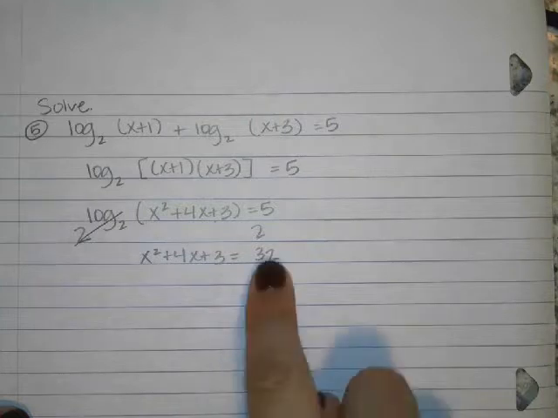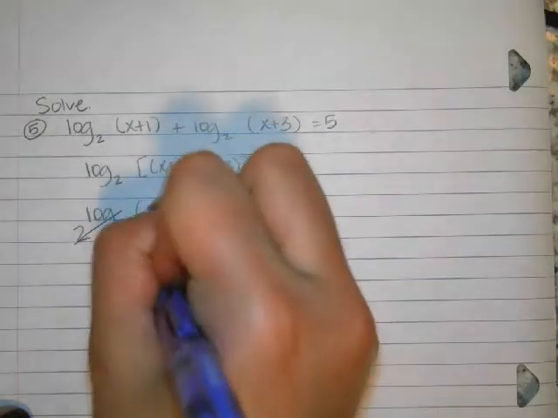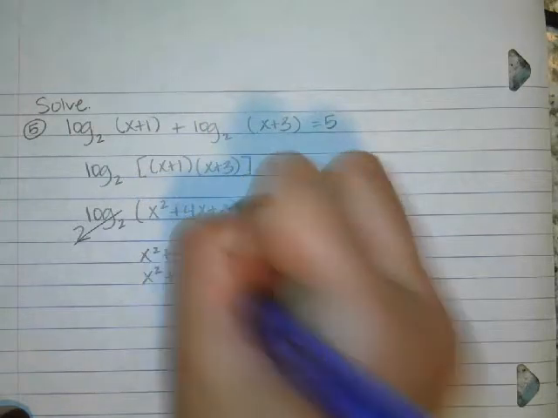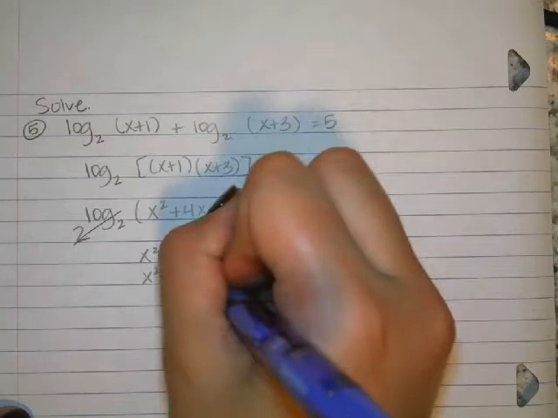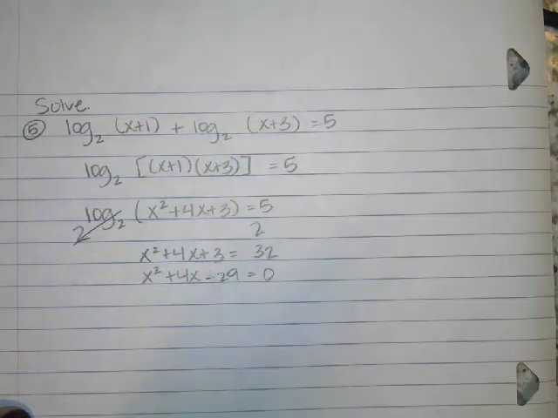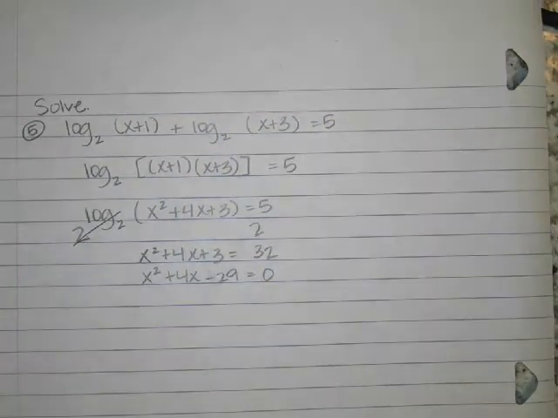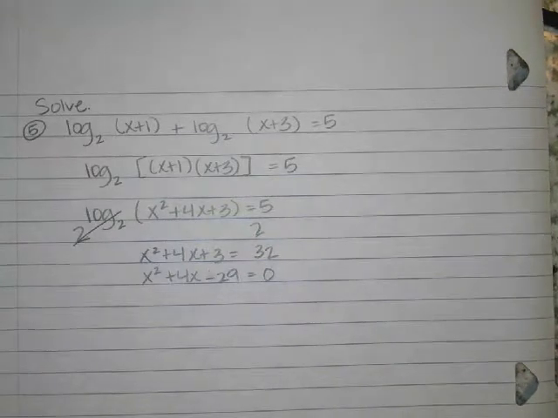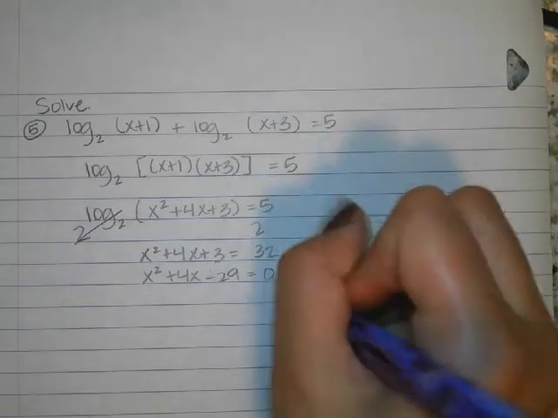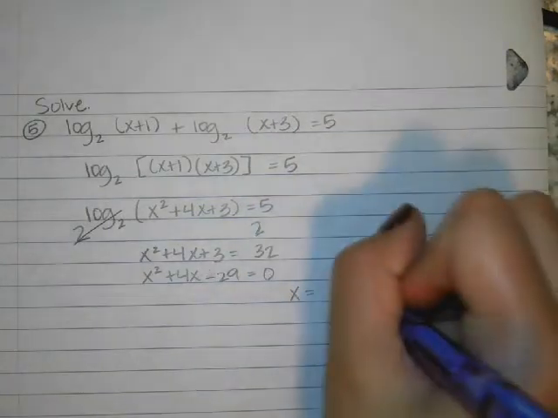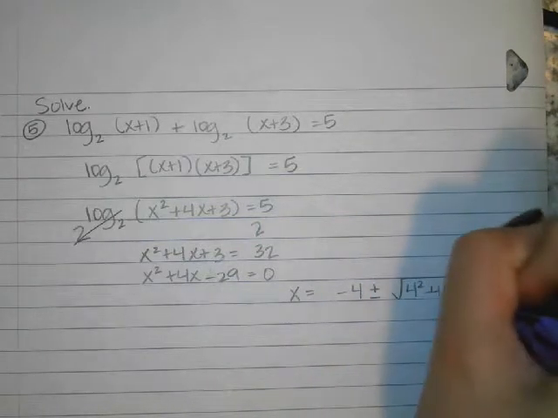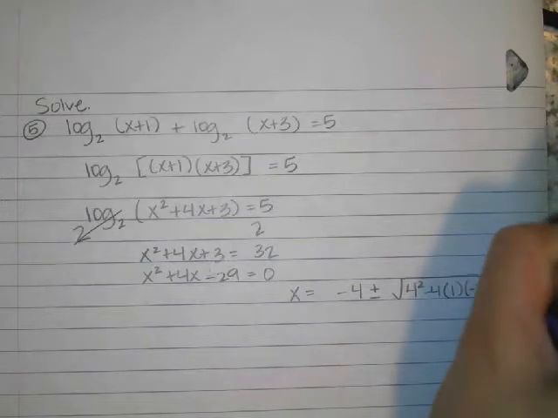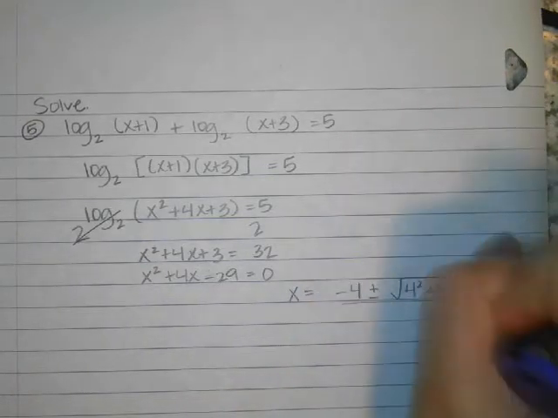And then I can go ahead and subtract the 32 over, x squared plus 4x plus, it's going to be a minus 29. 29 is a prime number, so that means I'm not going to be able to factor this. I'm going to have to do the quadratic formula to solve it. So x equals negative b plus or minus the square root of b squared minus 4 times a times c, divided by 2a.